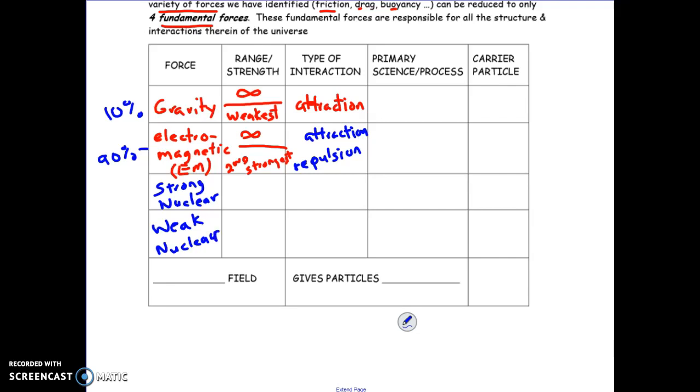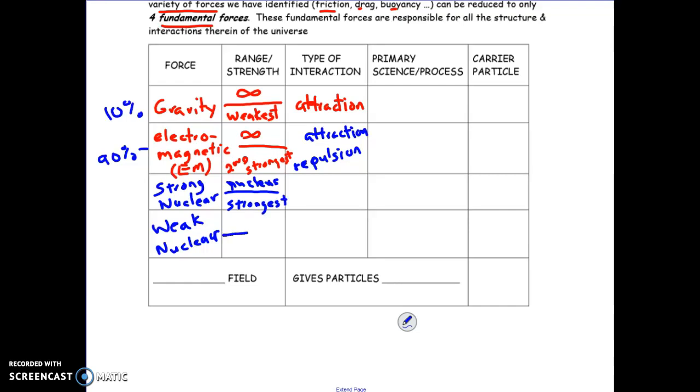Okay, so in terms of range, the strong nuclear force only acts at nuclear levels. In other words, it only acts over the distance of the nucleus, which is extremely tiny. It does not reach out to the everyday world. That's why it's not an important part of our lives. Okay? And it is the strongest of all the forces, hence its name.